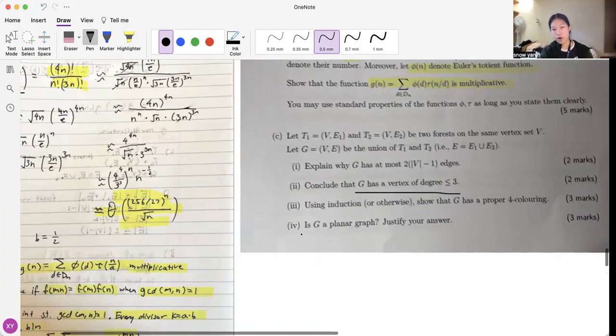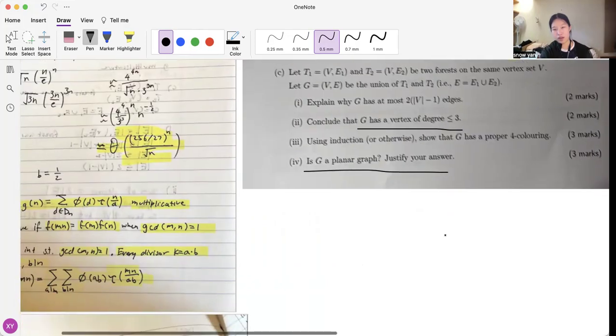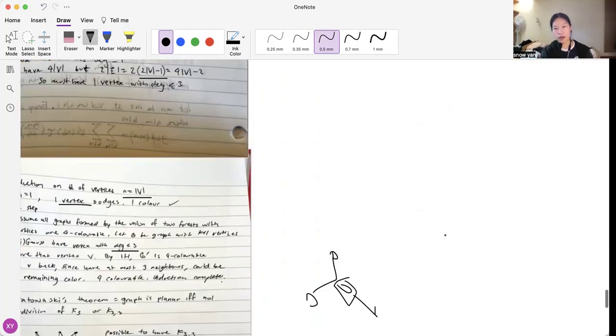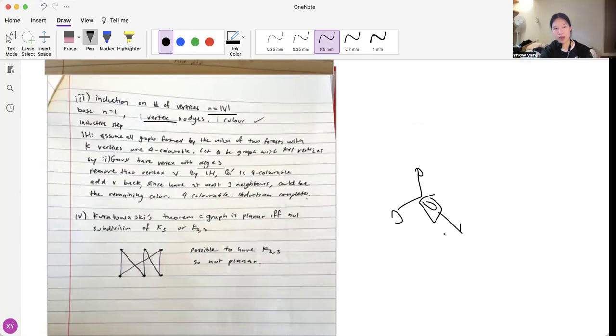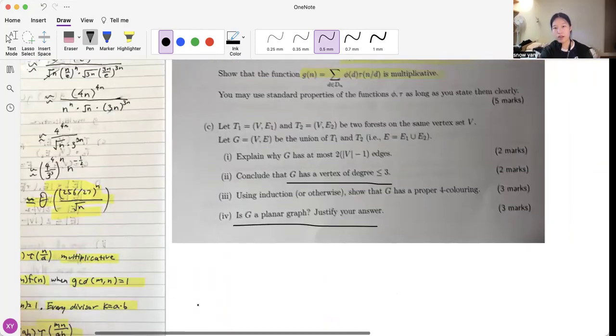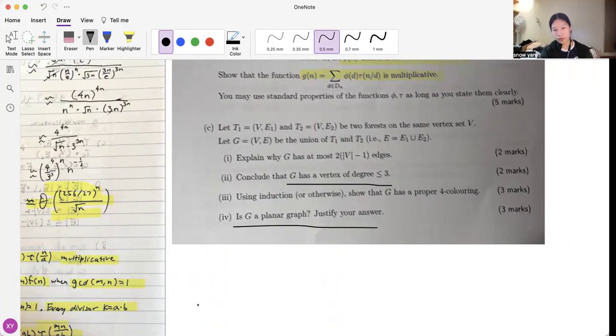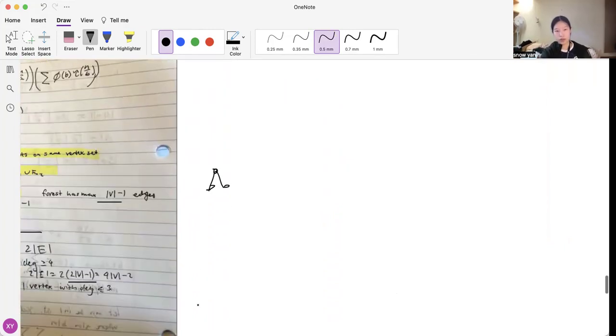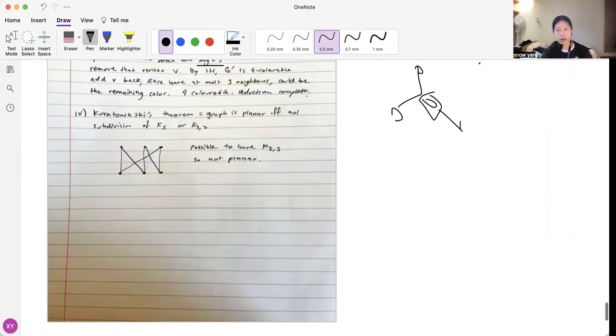And for part 4, is G a planar graph? Justify your answer. Using Kuratowski's theorem, basically we just want to check if there's a K5 or K3,3. Unfortunately, it is possible to have K3,3 inside here, so it's not planar. Technically we could have these kinds of structures where it's possible. So that's why K3,3 is possible and it's not planar, in other words. Okay, so that's it for this question.